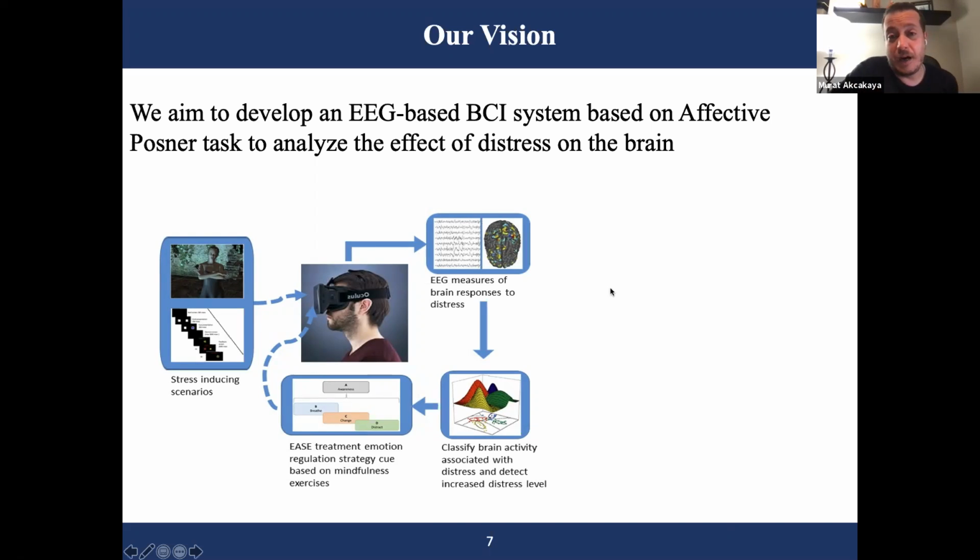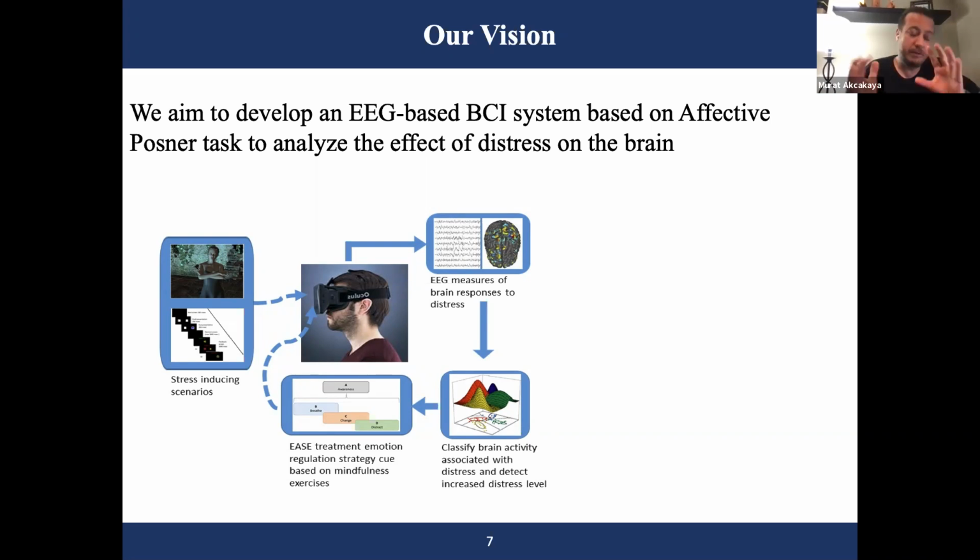Our envisioned system includes a virtual reality headset and an EEG headset. Through the virtual reality, we would like to present, for example, social interaction scenarios that can have changing levels of difficulty. It's going to challenge the user, the target population. And then during those social interactions presented through the virtual environment, the EEG is going to monitor the brain signals.